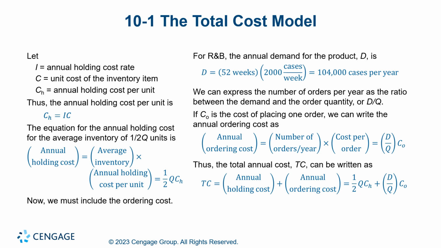The annual ordering cost is given by how many times you order per year multiplied by CO. How many orders is D, the annual demand, divided by Q, the quantity ordered at one point in time, multiplied by CO. And therefore we have completed our total cost, where TC, the total cost, is the annual holding cost, which is 1 over 2 Q CH, plus the annual ordering cost, which is D over Q CO. And this whole thing is what we call the total cost.